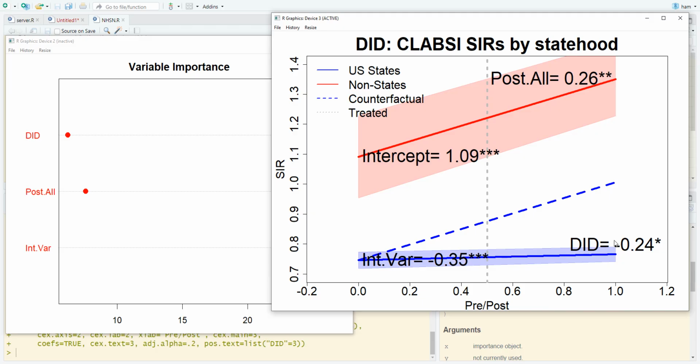And then that's precisely the difference between this dashed blue line and the solid blue line: 0.24 SIR points lower for that solid blue line. So that would be how we get our result.